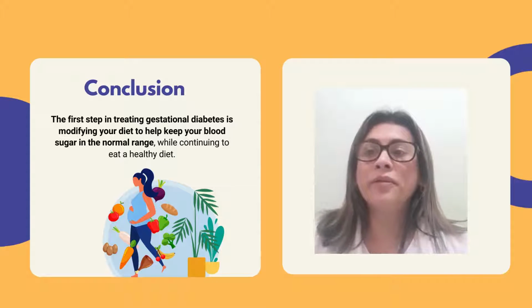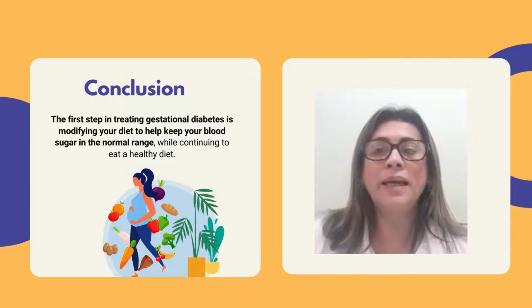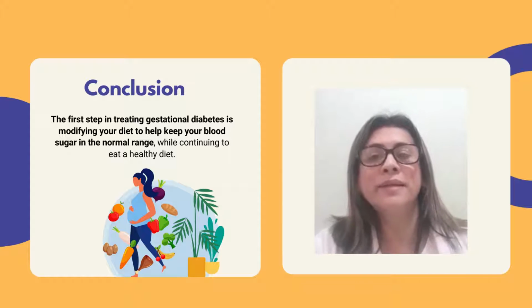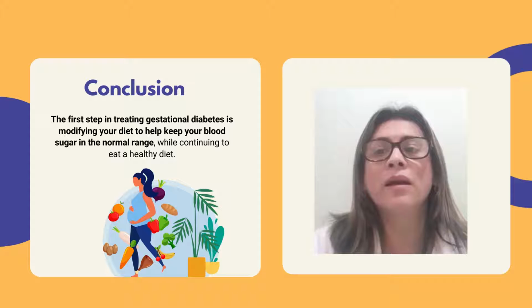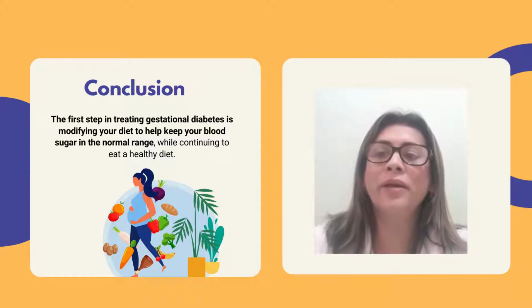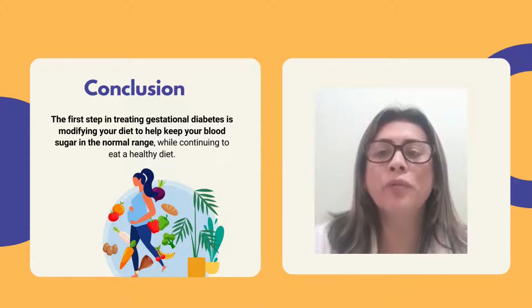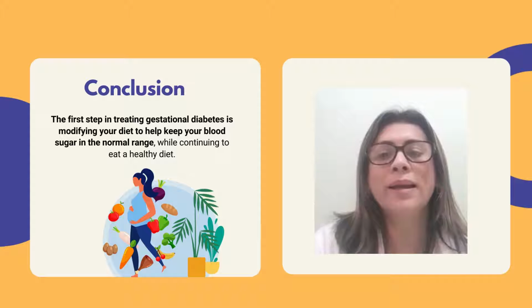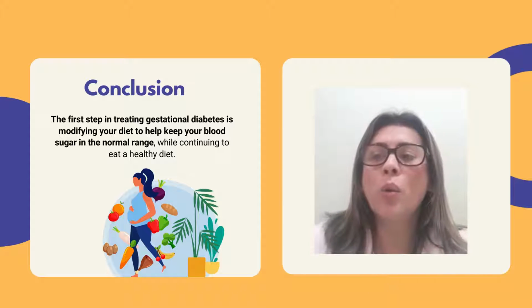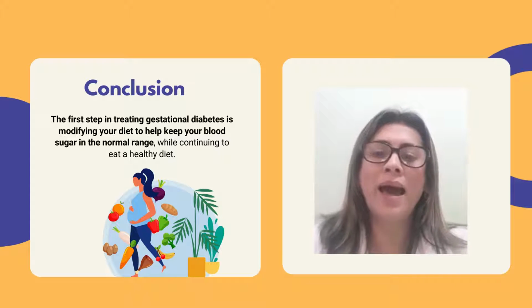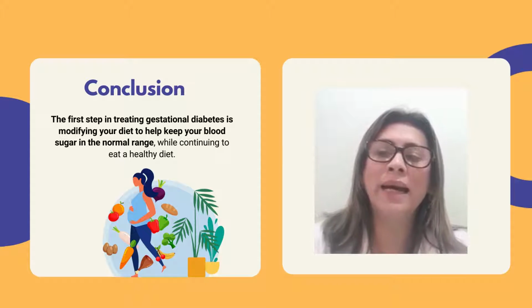Conclusion: the first step in treating gestational diabetes is to modify your diet to help keep your blood sugar in the normal range whilst continuing to eat a healthy diet.